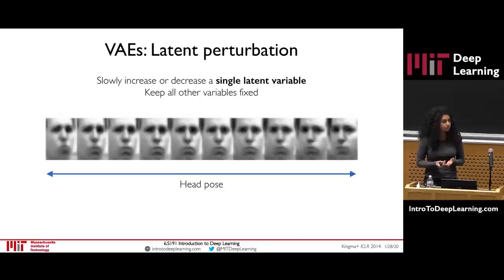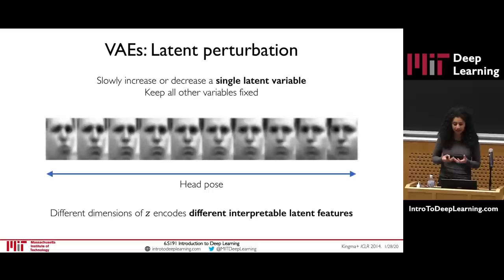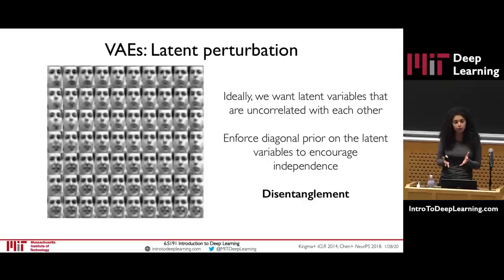And so to reemphasize here, the network is actually learning these different latent variables in a totally unsupervised way. And by perturbing the value of a single latent variable, we can interpret what they actually mean and what they actually represent. And so ideally, because we're learning this compressed latent space, what we would want is for each of our latent variables to be independent and uncorrelated with each other to really learn the richest and most compact representation possible.